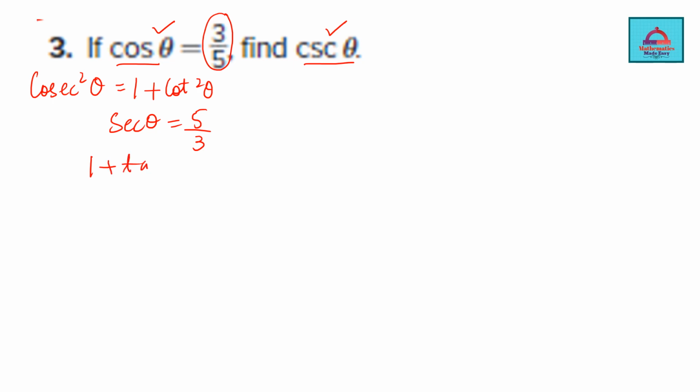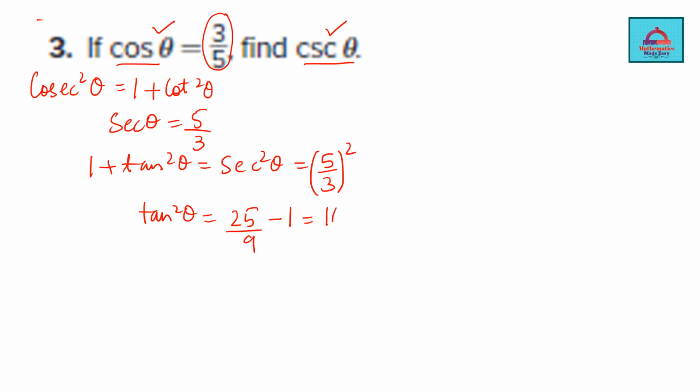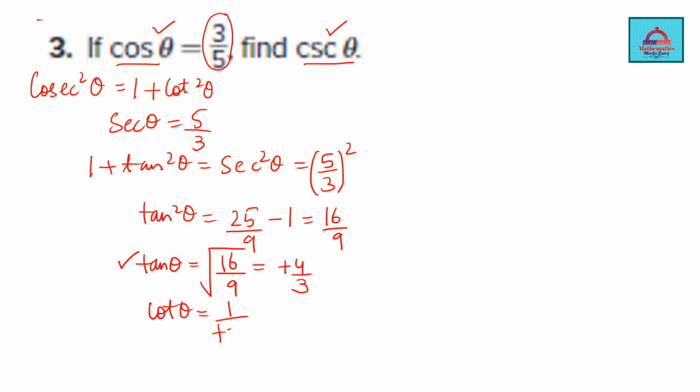Now 1 plus tan square, again I'm going to use Pythagorean, is secant square, which is (5 over 3) square. So from here you can get your tan square theta as 25 over 9 minus 1, which is 16 over 9. So now tan theta is going to be the square root of 16 over 9. We'll take the positive value, 4 by 3. Now you got your tan, so you can get your cot also. Cot is the reciprocal of tan, 1 over tan theta, so it will be 3 by 4.